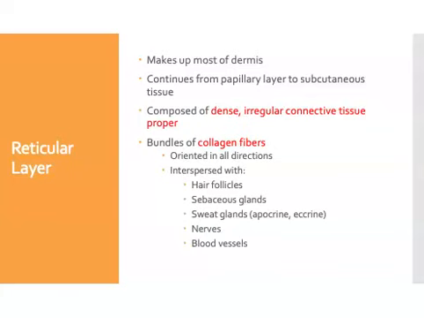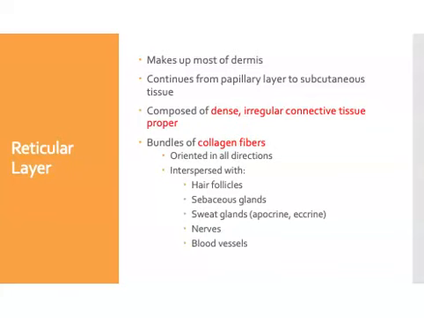Now, like the papillary layer, the reticular layer is made out of connective tissue proper, but this is dense, irregular connective tissue proper. If you recall from our discussion of connective tissue, this type of connective tissue proper has a very distinct appearance. You're going to see bundles of collagen fibers, and they're all going to be oriented in different directions, giving it sort of a disheveled appearance, an unorganized appearance.